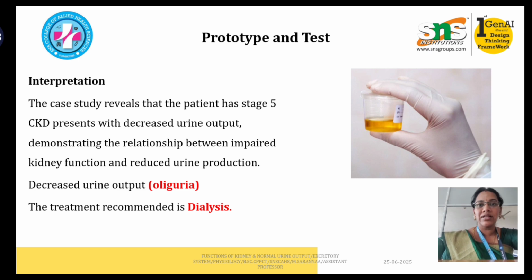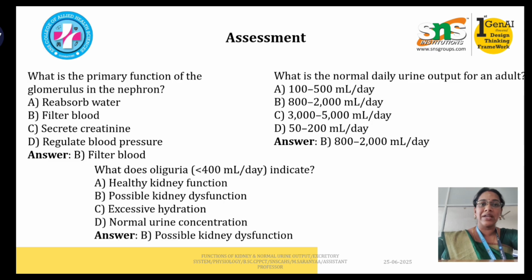Dialysis is an artificial kidney function. We provide it through a machine. We remove the waste from their body with this technique. Hope you have understood the functions of the kidney here. So it's a simple assessment. What is the function of the glomerulus in the nephron? The primary function is to filter the blood. What is the daily urine output? It is about 800 to 2000 ml per day. What is oliguria? It indicates about 400 ml per day of urine output, and it can be a possible kidney dysfunction.